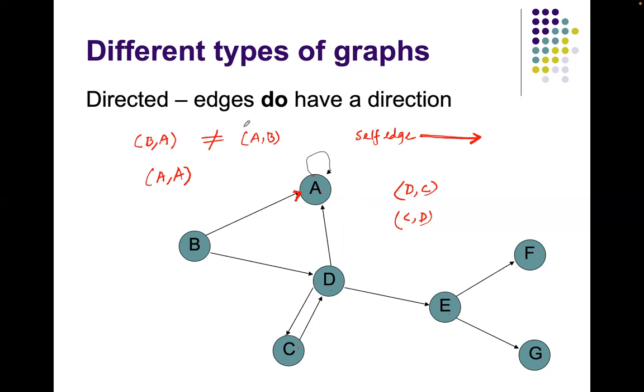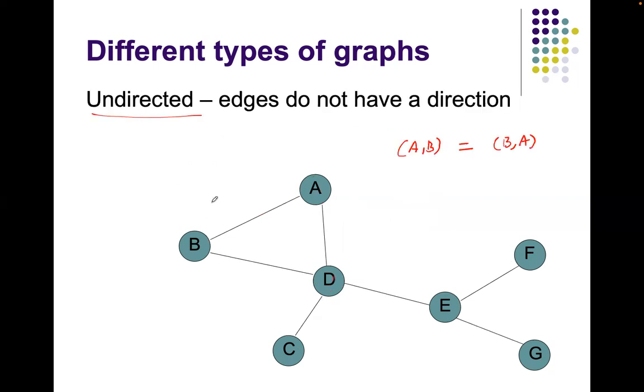Now, an unweighted graph is like this one. This one, we can say, is an undirected and unweighted graph. All right. So an unweighted graph means all the edges have the same weight. Okay. So edges are not different based on their weight. All the edges have the same weight. All right.